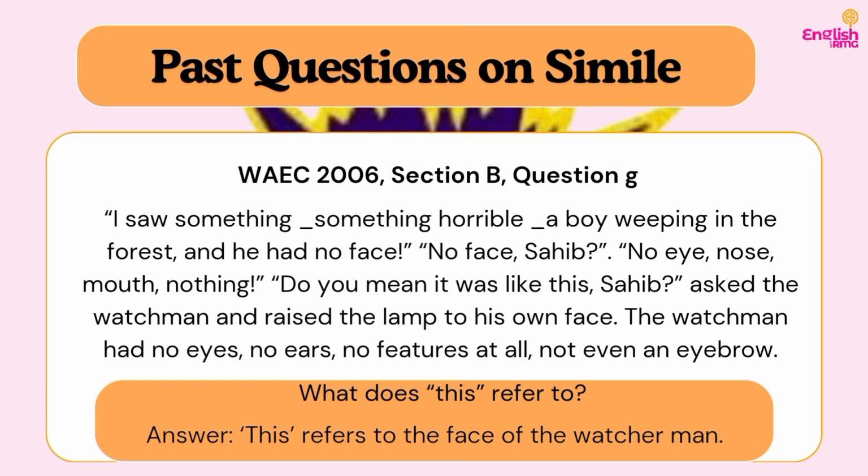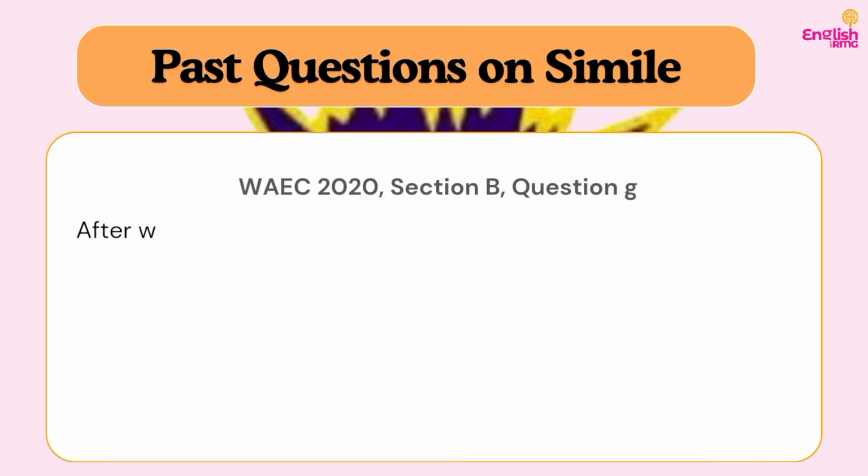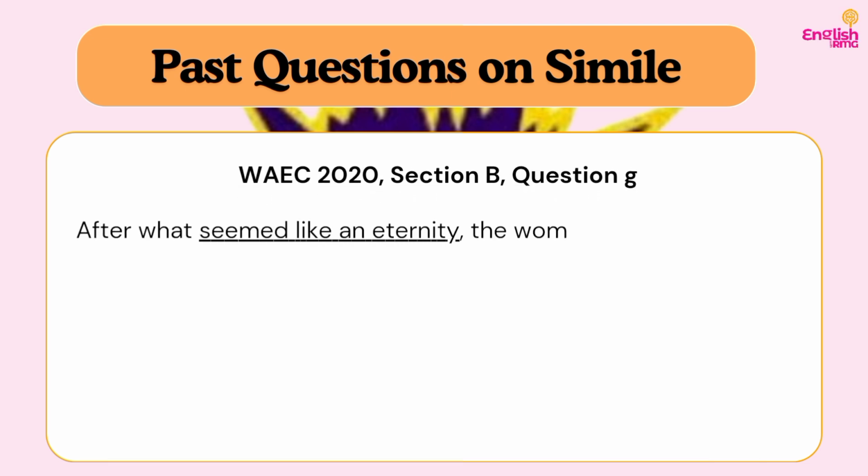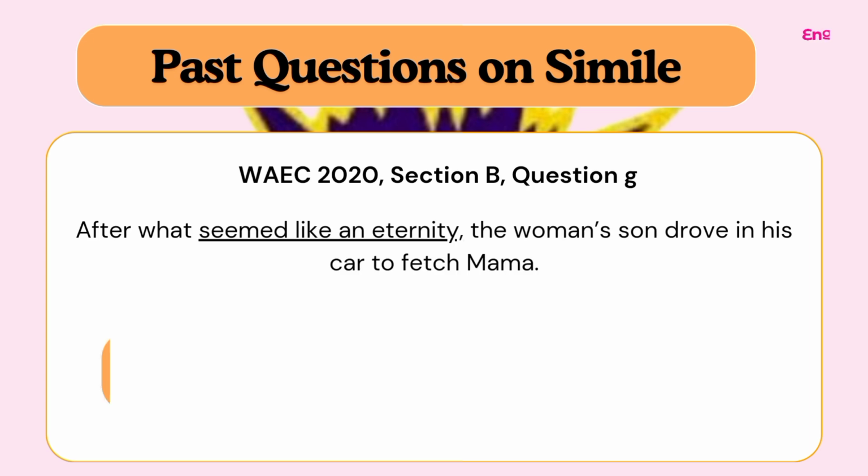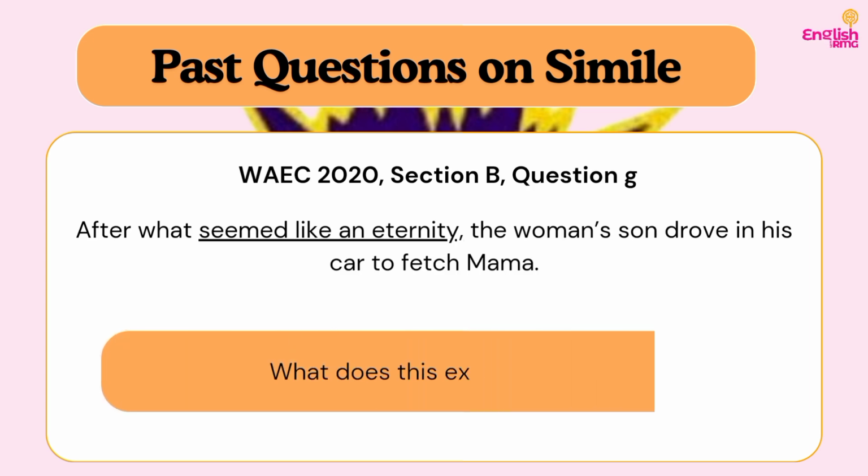So let's move on to the next question, which is question G from section B, WAEC 2020. So we have: after what seemed like an eternity, the woman's son drove in his car to fetch Mama. So again, we are only primarily concerned with the underlined words. Seemed like an eternity. That is, they are comparing that period of time to what? An eternity. What does eternity mean? We all know that eternity means forever and ever. So that means we are trying to say that it's a very long period of time.